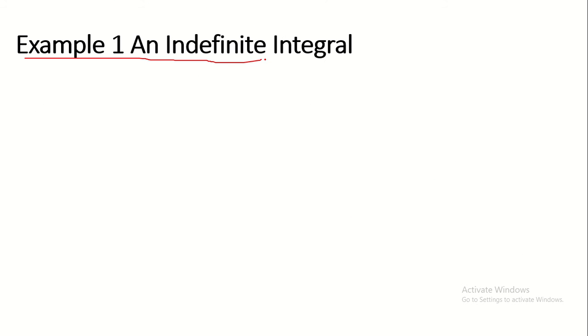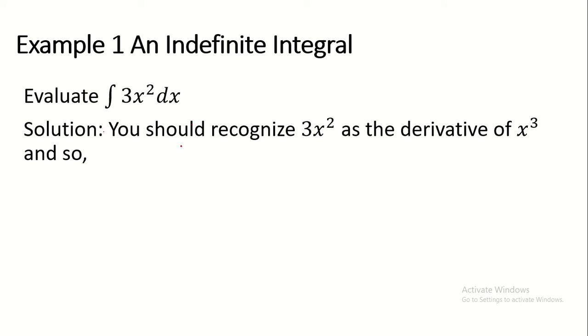Okay, so let's have example number 1 of an indefinite integral. Evaluate the indefinite integral of 3x squared dx. So ulit, this is the integral symbol. This function is what you call the integrand, and this is the variable of integration. Okay, so solution: you should recognize 3x squared as the derivative of x cubed, and so the indefinite integral of 3x squared with respect to x is equal to x cubed plus c. Okay? So, yung c natin is the constant.